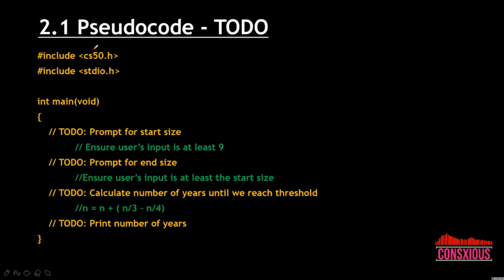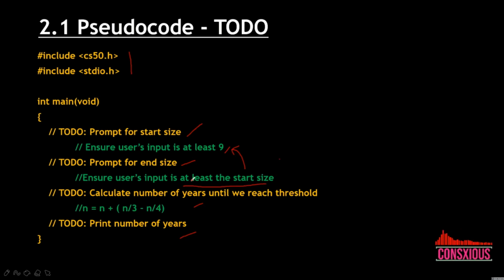This is a pseudocode given by CS50. We have to include these two libraries. So there are actually four steps: the start size, the end size, the calculation part, and the print part. The start size must ensure the user inputs at least 9. And the end size must ensure that the user is keying in at least the start size. So that's the relation here.